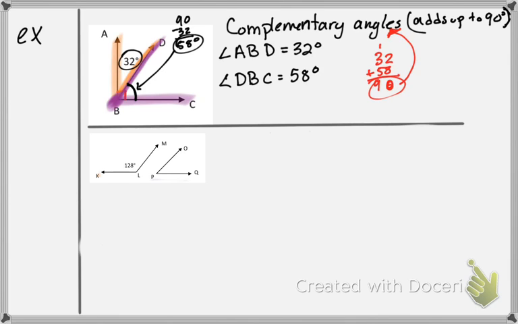Right? Let's look at the next one. So for the next one, if we put them together, we would have an angle that looks like this, right? I would have this and then kind of like this. This would be 128. So if it's a straight line like this, all of it together would be 180. So these two lines together are going to add up to 180, which is a supplementary angle.